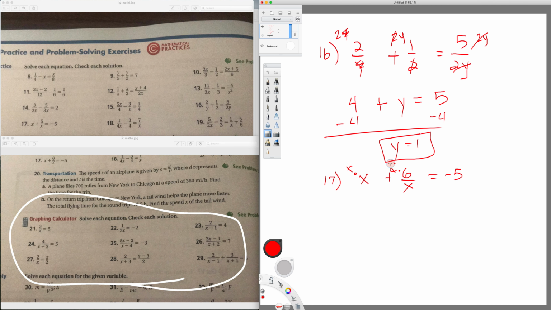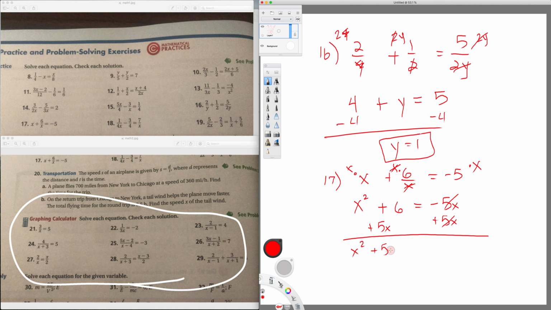Times an x and then times an x. So when I multiply an x times an x, I get an x squared. Plus, here the x is going to cancel, leaving a 6. Equals, here I get negative 5x. And so I'm going to add 5x, and I get x squared plus 5x plus 6 is equal to 0.